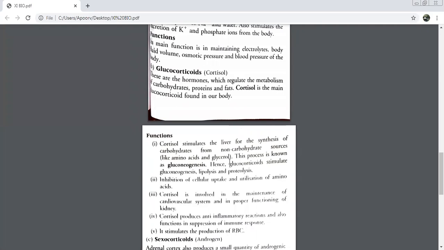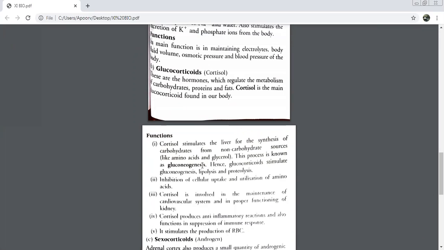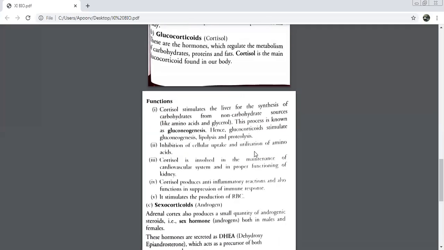Its function is simple. It stimulates the liver so that carbohydrate synthesis takes place from non-carbohydrate sources like amino acids and glycerol. Normally, amino acids and glycerol are not considered to be the normal sources for producing carbohydrates. What do amino acids produce? Proteins. Yes, beta, proteins. Excellent. Normally, a chain of amino acids gives you proteins.